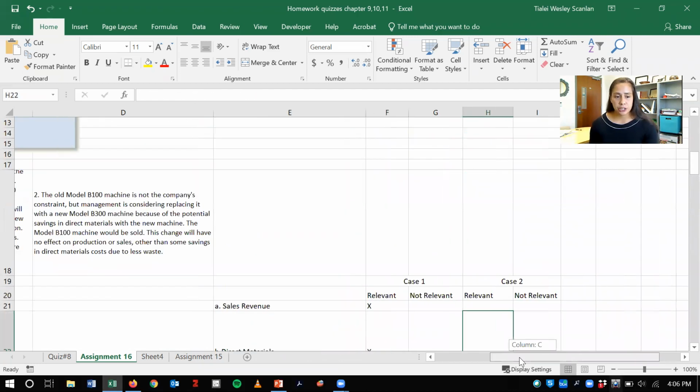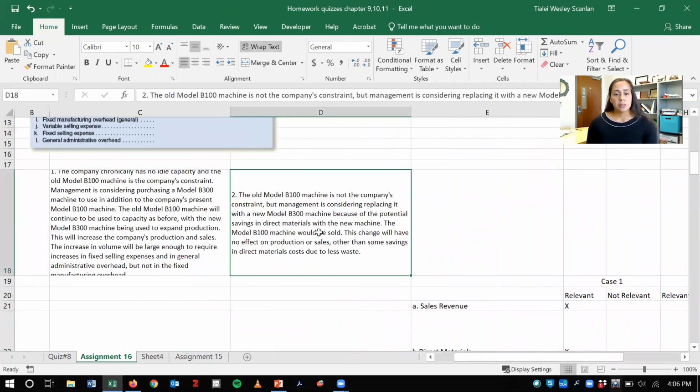Let's go on to case number 2. The old model B100 machine is not the company's constraint, but management is considering replacing it. So we're going to get rid of it and get the new model machine because of the potential savings in direct materials with the new machine. The B100 model would be sold. The change will have no effect on production or sales. So we're going to say exactly the same except for that direct materials. There would be a potential savings.